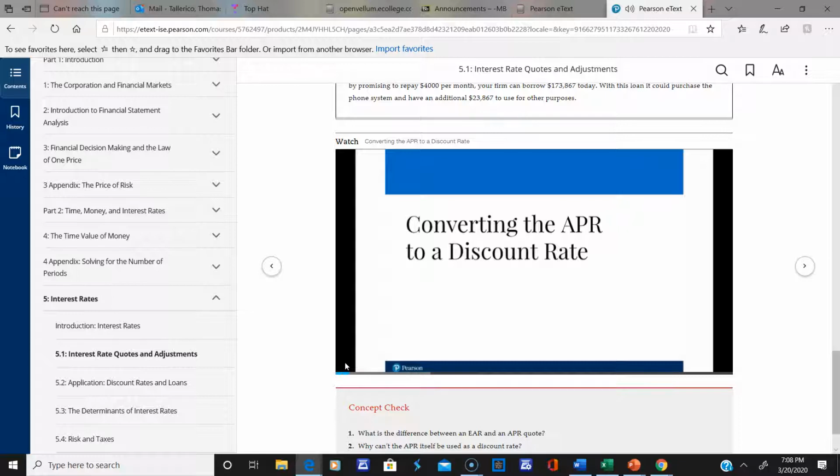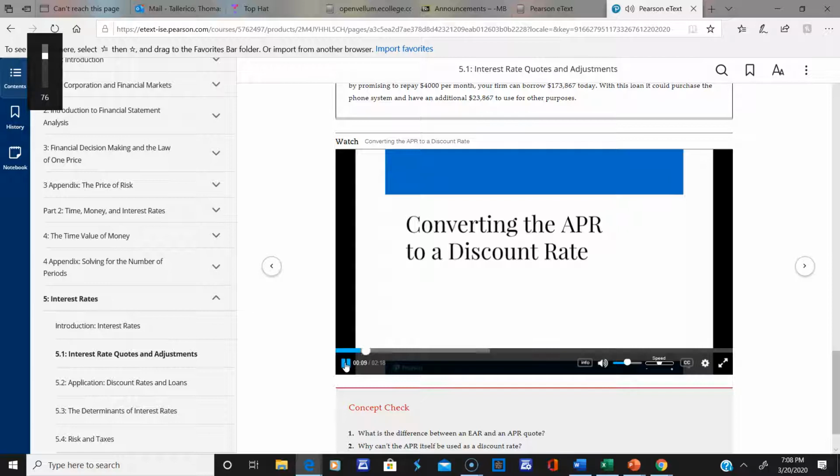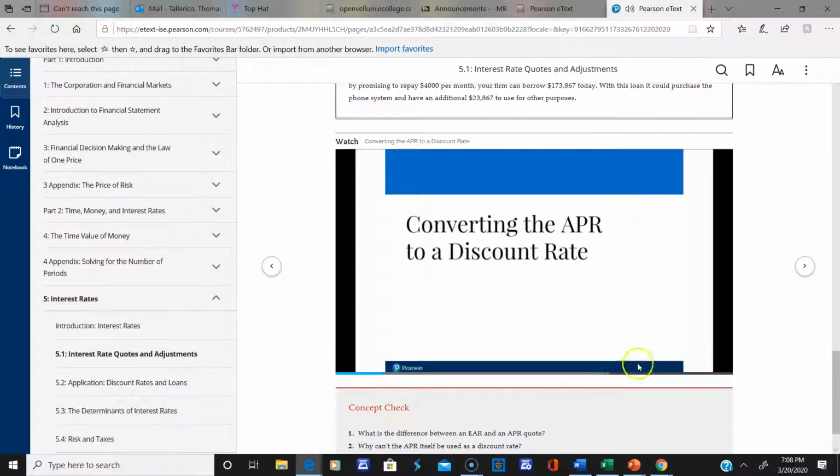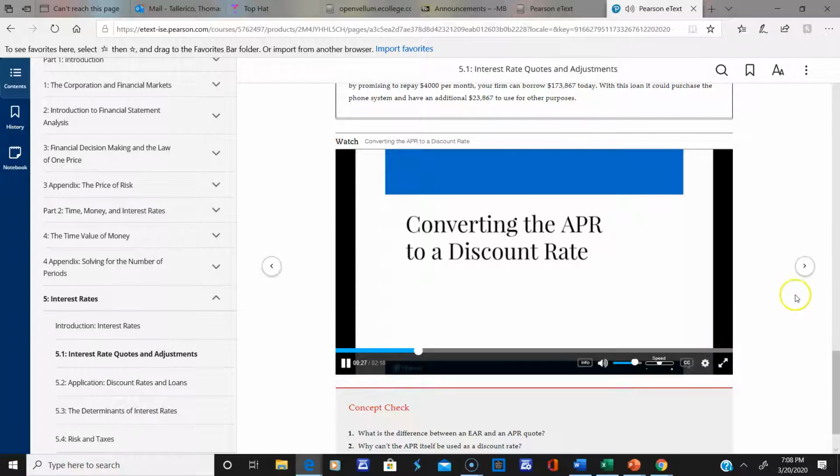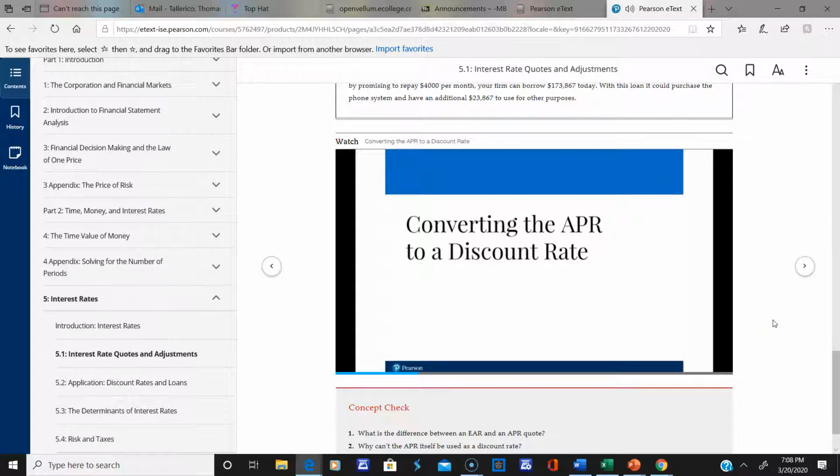Converting the APR into a discount rate. Okay, you need a new phone system. You can either lease it for $4,000 a month or pay upfront $150,000 for the phone system. At the end of the lease, the phone system will be useless because it only lasts 4 years. To make this decision, what you need to do is compare the present value of paying $4,000 a month to an upfront payment of $150,000.